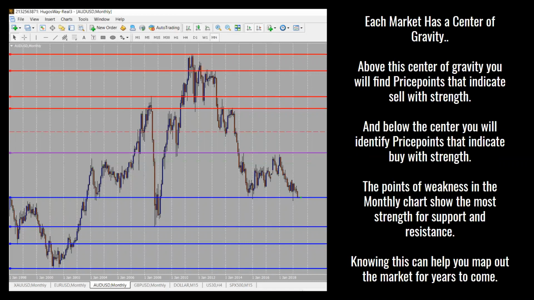These points of weakness in the monthly chart show the most strength for support and resistance, and knowing this can help you map out the market for years to come. So basically, what I'm going to teach you will allow you to map out the existence of any market that you are looking at. Because if you can capture what the market does, the things that it must do, regardless of what your indicators say, regardless of what the guru says, there are rules to the market that it must follow. And so if you can identify those things and see those things no matter what time chart you're in, then you can lay out the entirety of the market and what you're going to be looking for.